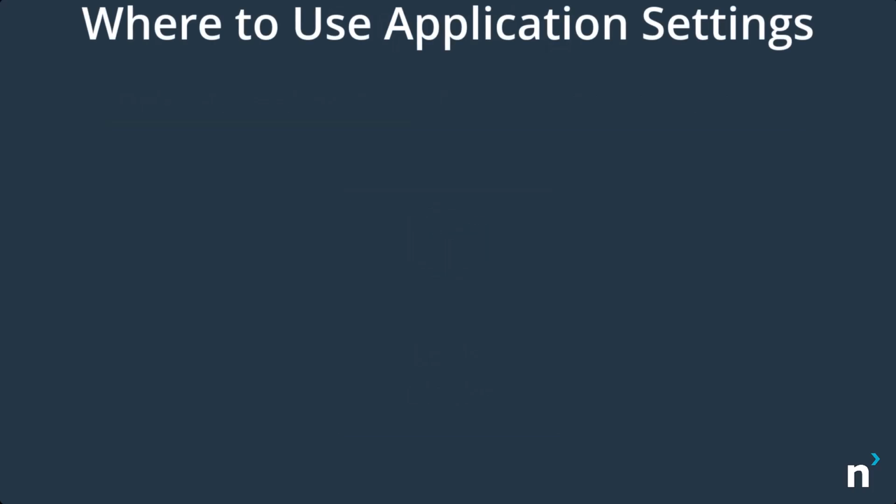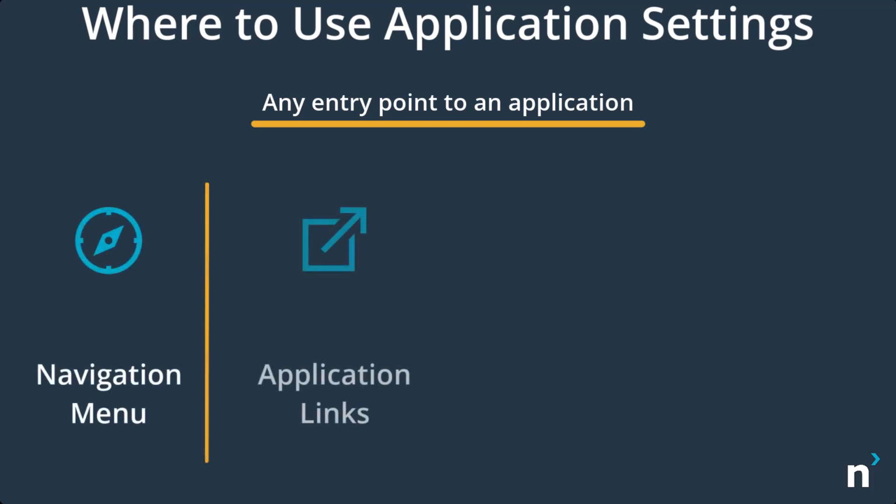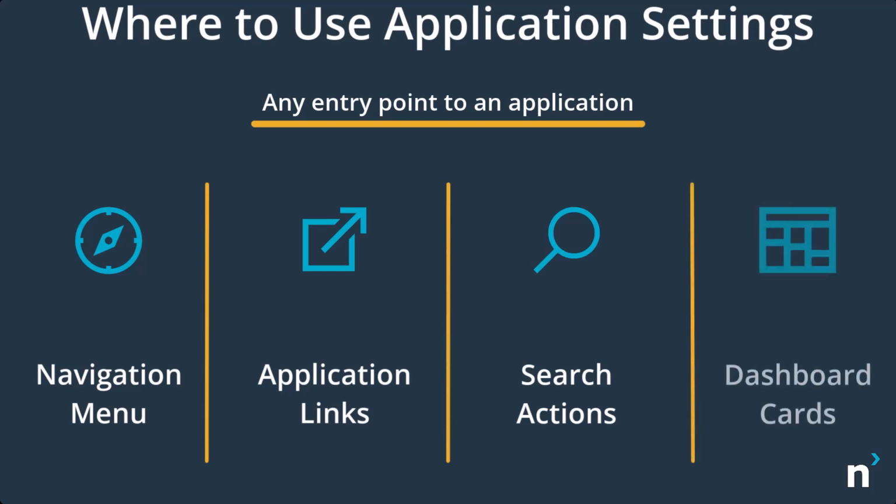Next, let's look at where application settings are used. Application settings can be added to any application entry point. These entry points include the navigation menu, application links, search actions, and dashboard cards. This means that you could see a different version of the application depending on where or how you access it.